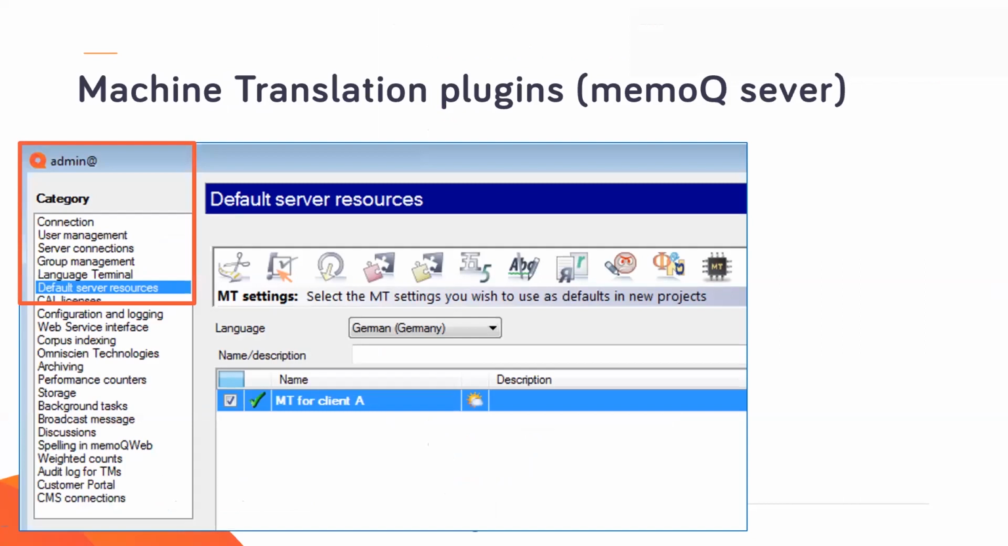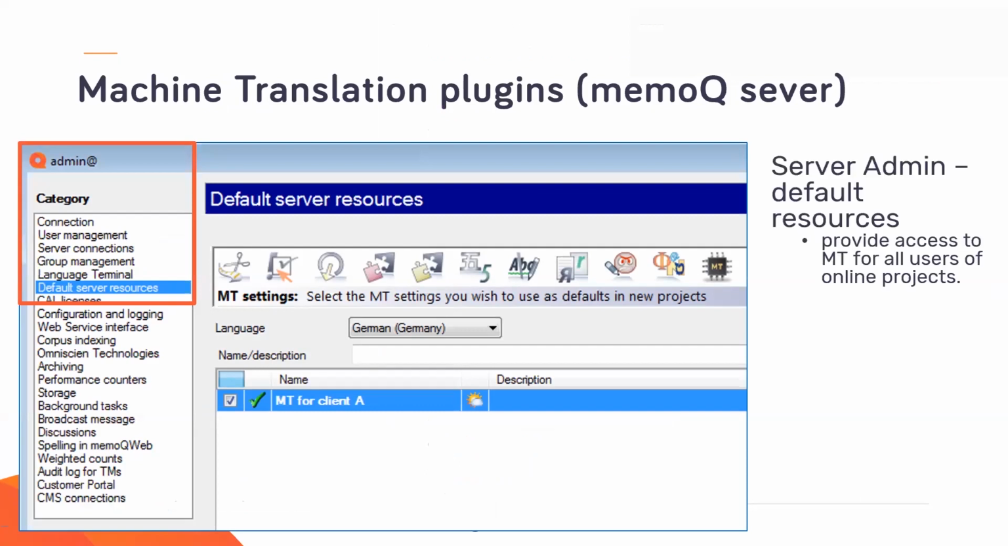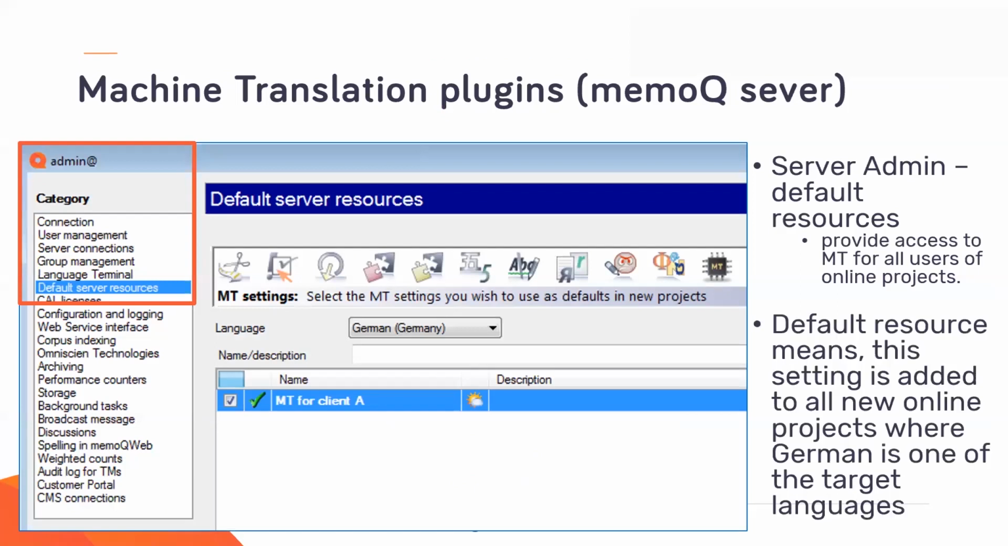This is the area when you are working on a memoQ server, you can also set up machine translation. That's in this server admin. That would then provide access to this machine translation system or the systems that are used or selected in the list to all the users of the online project. So as this is a default resource, that means whenever a new project is created, and in this case, German is one of the target languages, then this list of machine translation systems would be attached to the project. And my translators could use my access to the machine translation system. So not each translator would have to set up their own and have their own subscription for that.